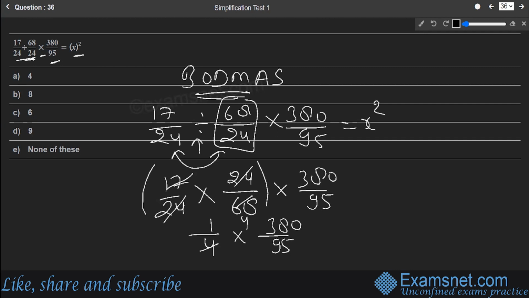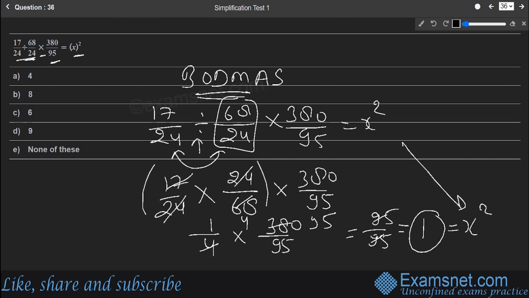Then we can cut this 380 by 4 also. If you cut it by 2, it is 2, and half of 380 is 190. If you divide 190 by 2, you're going to get 95. So ultimately we are getting 95 over 95, which is nothing but simply 1. So that is the x square value, because on the right hand side there was x square. If the x square value is 1, then what should the x value be? X value should again be 1. So the right answer is 1.